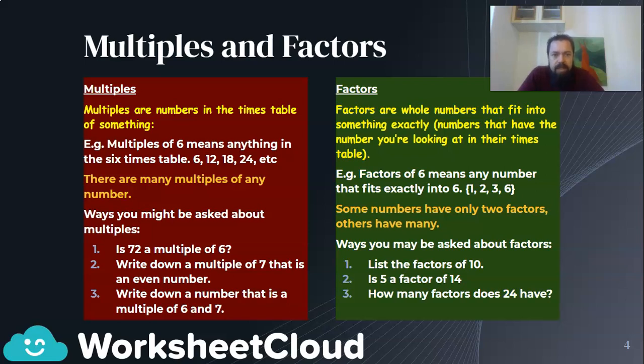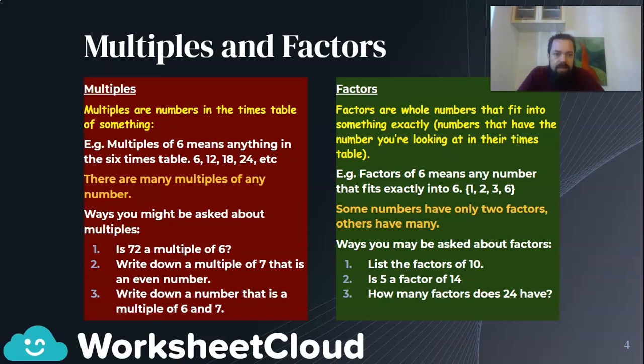Factors. Factors are whole numbers that fit into something exactly. Numbers that have the number you're looking at in their times table. In other words, I use factors starts with an F and fit in. So if I'm looking for factors of 6 in the example, that means any number that fits exactly into 6. So 1 fits in exactly, 2 fits in exactly, 3 fits in exactly, and 6 fits in exactly.